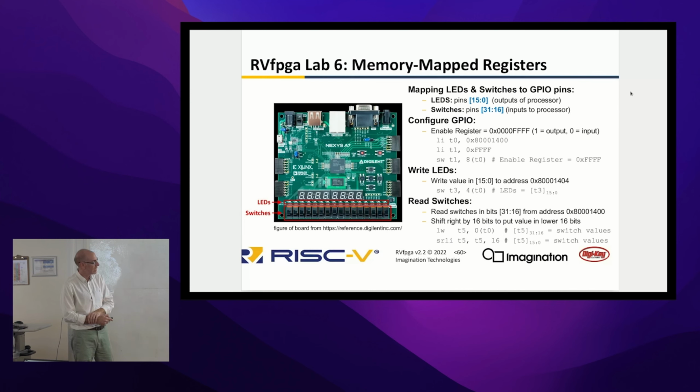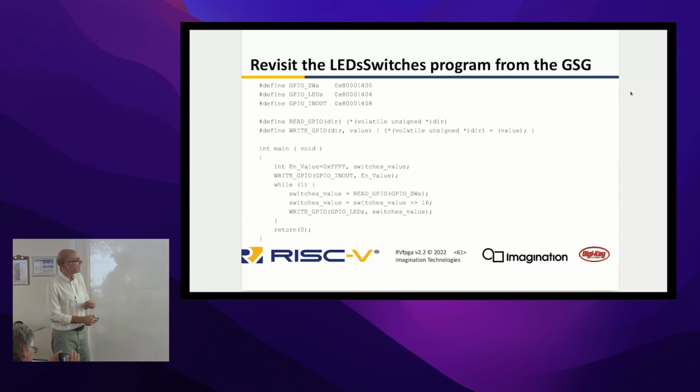We do this in assembly by using these 3 instructions, which write to the enable register mapped to this address. And then we can write the LEDs and read the switches by writing or reading the corresponding registers. So going back to the LED switches example that you executed at the beginning, we can now understand how it's programmed. This is the C version. You have the corresponding assembly version if you want to look at it.